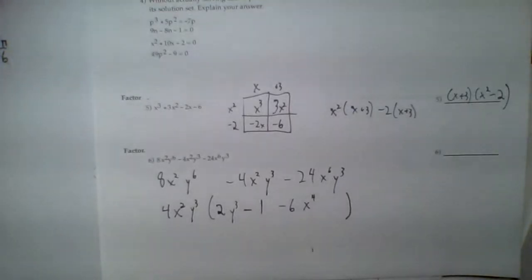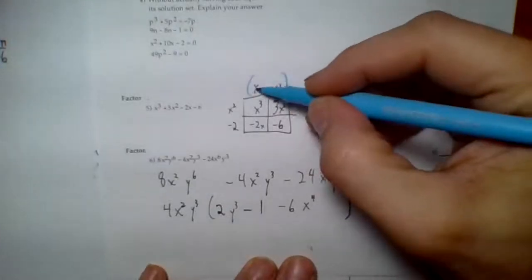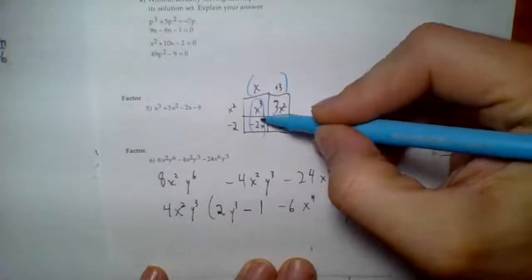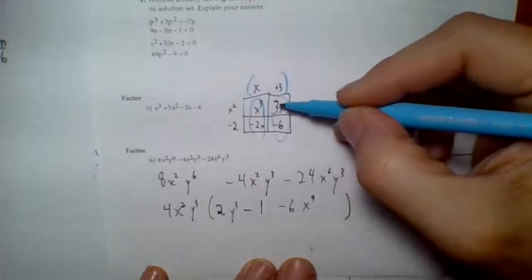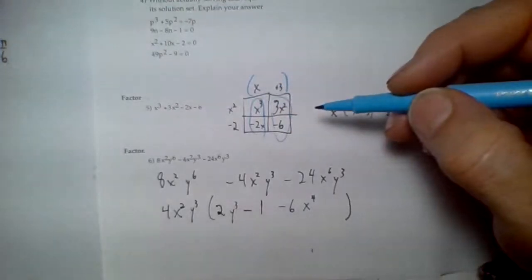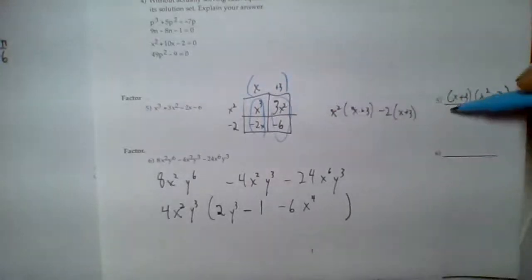Okay, final answer on number 5. Well, the answer is these factors here. What I'm looking at for these pieces, the one factor is going to come from here, and I'm finding x by just looking at these two terms. What do they have in common? Just the x. And these two terms, what they have in common is the number 3. So that's how I fill out these terms on the outside of the box. And once I know those two things, that's one factor.